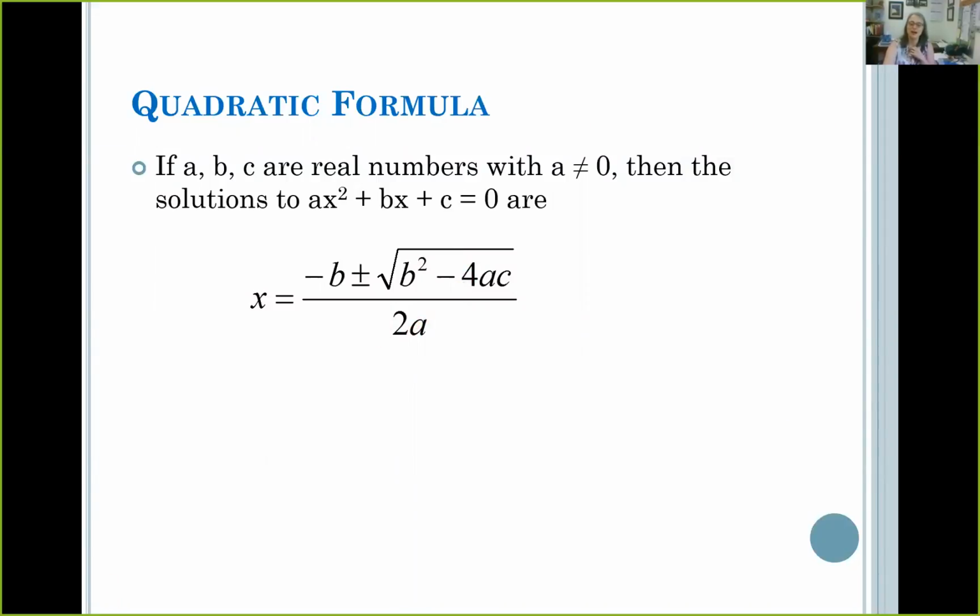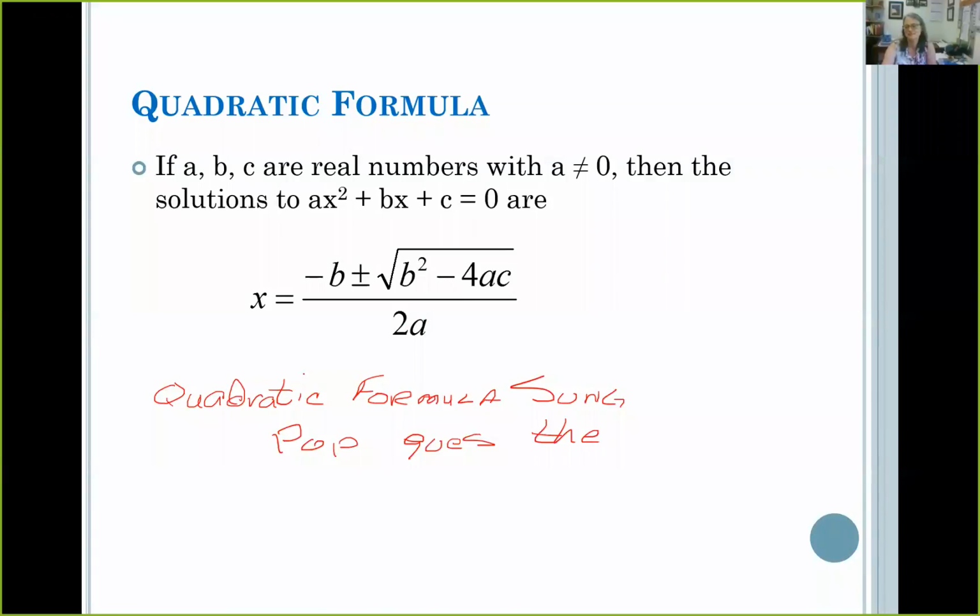There are a variety of YouTube videos out there that can help you with this, but if you want one that will stick in your head, Google quadratic formula song, and my favorite is set to Pop Goes the Weasel.